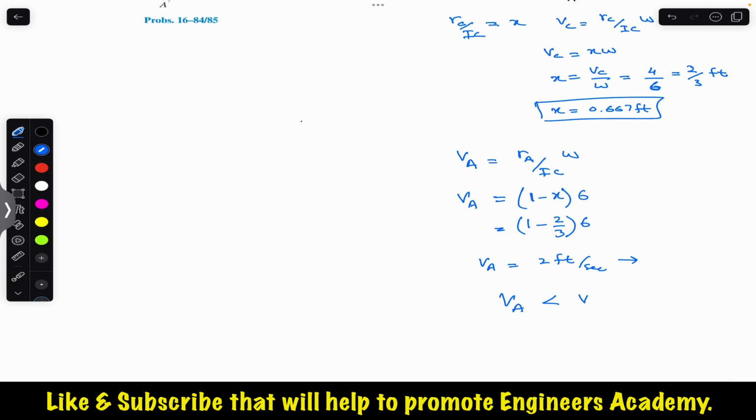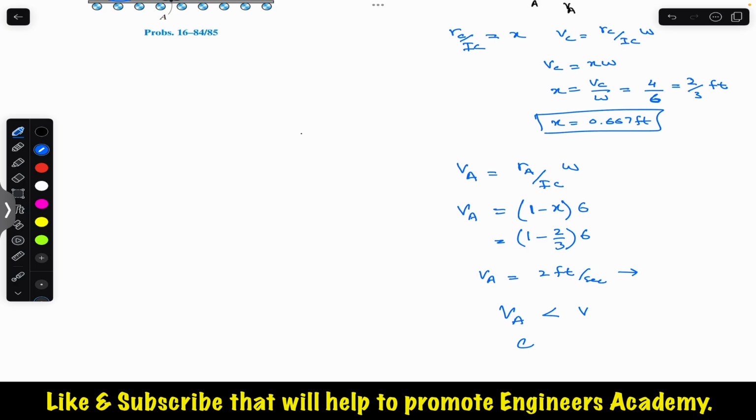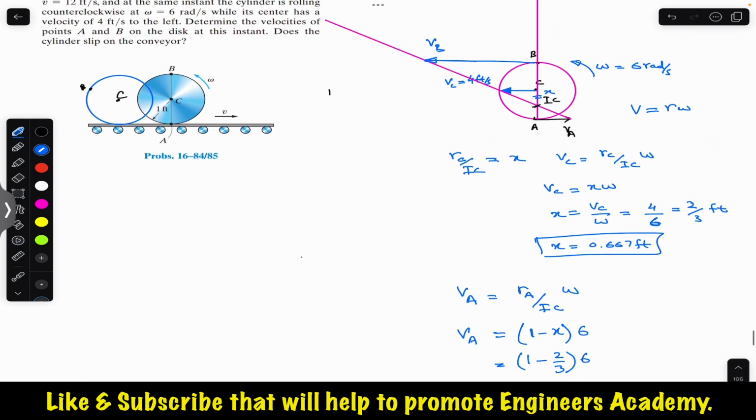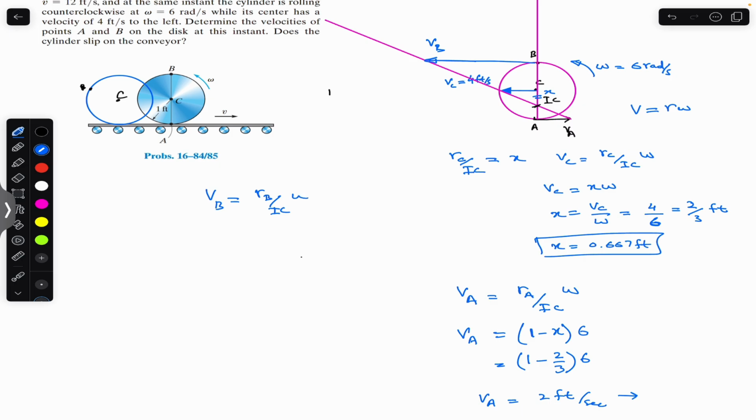So now we come to the conclusion that the cylinder is slipping. It's not rolling. And now to find the velocity of B, we can always use V equals R omega. So VB is equal to R of B relative to the instantaneous center times omega. R of B relative to the instantaneous center is this position vector, directed from the instantaneous center to point B. This vector will have a magnitude of 1 plus x, where the radius is 1.